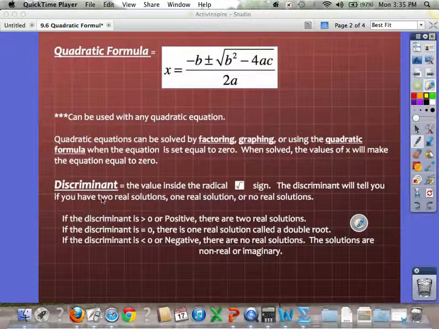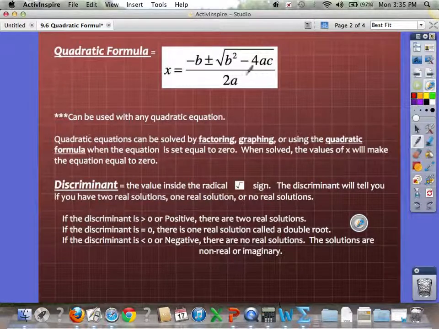All right, so the discriminant is going to be the value inside that radical symbol. So everything here from b squared minus 4ac, just that information right there. Let's circle that so you know what I'm talking about. Just this in here is your discriminant without the square root sign. Okay, that discriminant will tell you if you have 2 real solutions, 1 real solution, or no real solutions. So it's very helpful to tell you what's going to be happening with your graph.